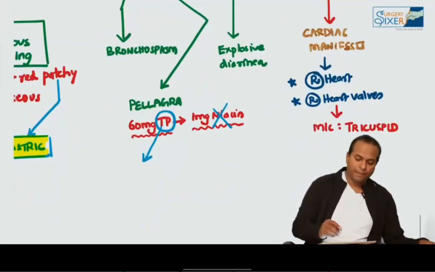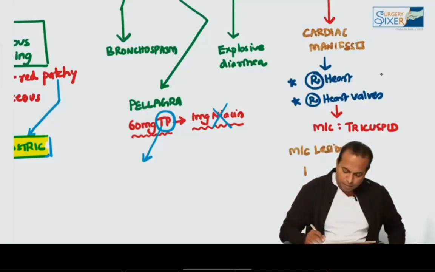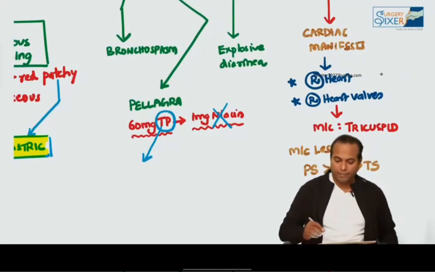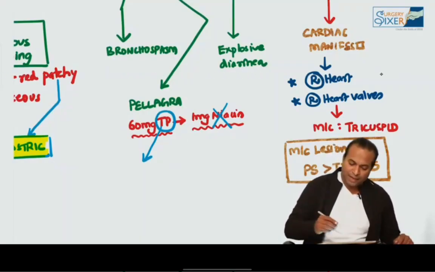Sabiston gives an important point here. What is the most common lesion? The most common lesion is pulmonary stenosis, followed by tricuspid regurgitation, followed by tricuspid stenosis. That is the order of cardiac manifestation.